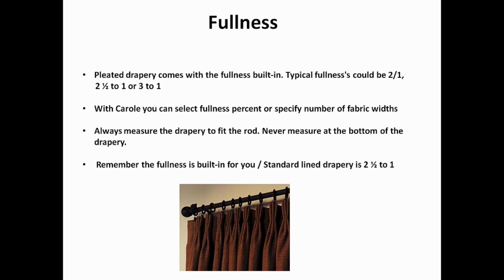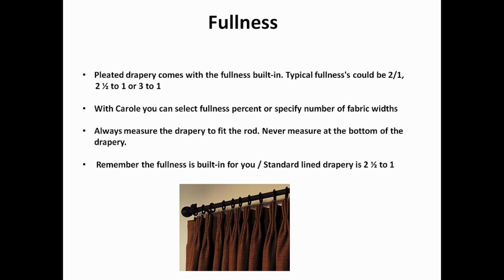Typical fullness could be 2 to 1, 2.5 to 1, 3 to 1, depending on the product that you're using. But with Carol, you can select the fullness percent, or you can specify the number of fabric widths. What do I mean by that? Well, some of you that have been in the business for a long, long time like to dictate the number of fabric widths you want used in a certain size drapery. Others have kind of been brought up to say, hey, workroom, I don't care what you do, but just make sure you put 2.5 to 1 fullness in it. So we can work either way with you, so I think that's really pretty cool.